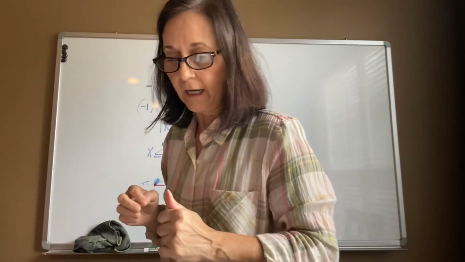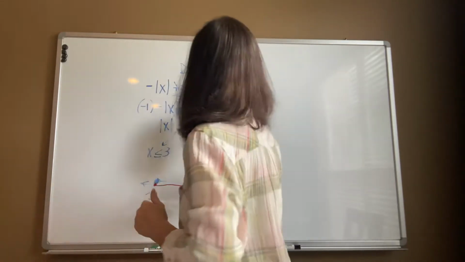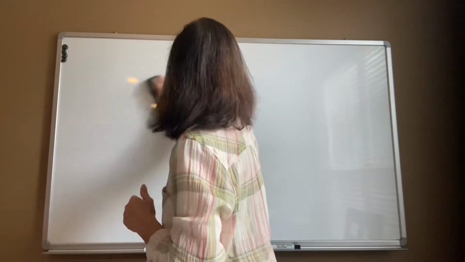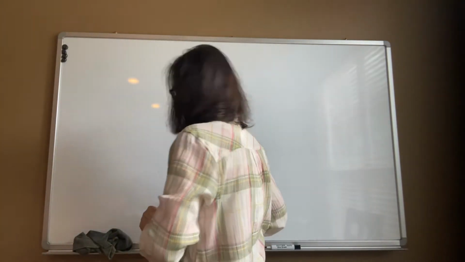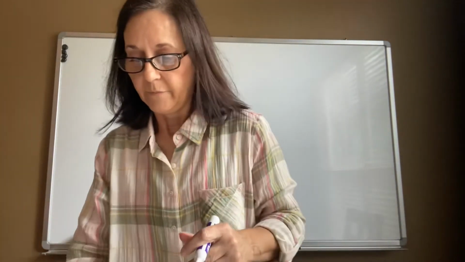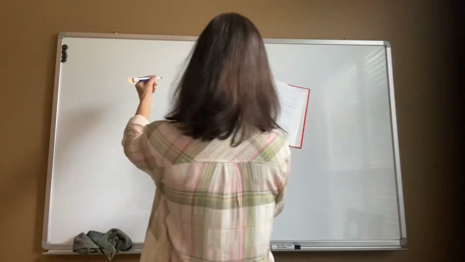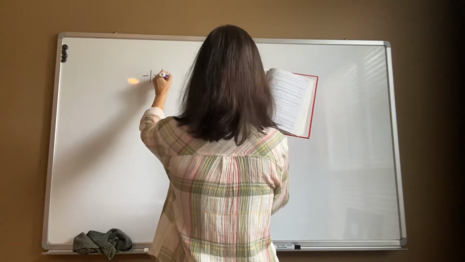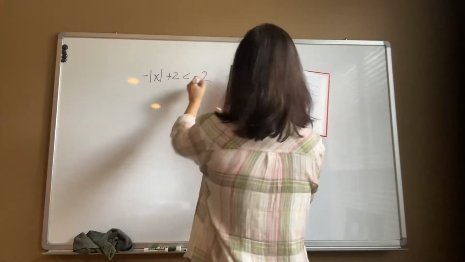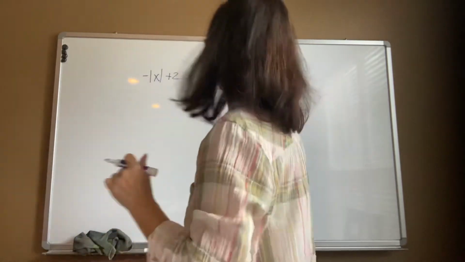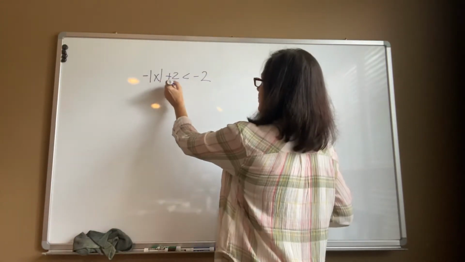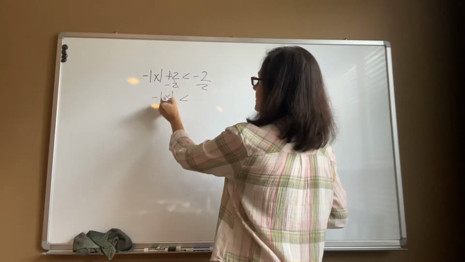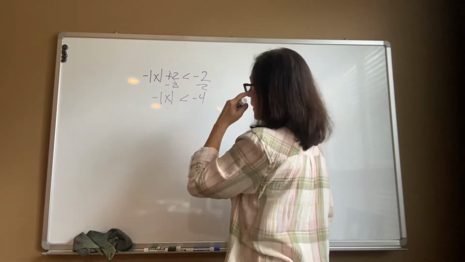All right, look at 99.3. Example 99.3 on page 410. The opposite of the absolute value of x plus 2 less than negative 2. This one actually is in all reals. So I begin by subtracting 2 on both sides. So I have the opposite of absolute value of x less than negative 4.